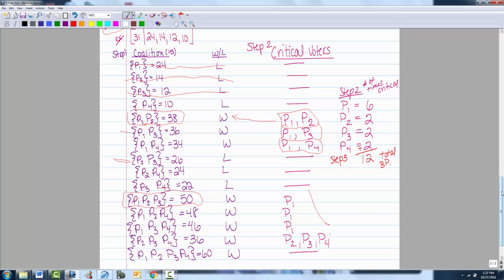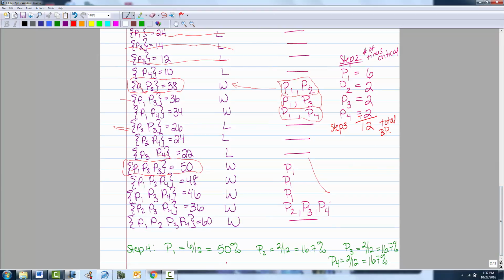Look at the last one. It's all four together. If you remove any one of those, there's still going to be a winner. So if I remove even P1, the most powerful one here, P2, 3, and 4 together are still a winner. That's why there's no points awarded in the last coalition. I think you should understand all the rest.